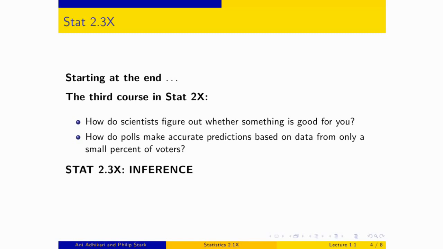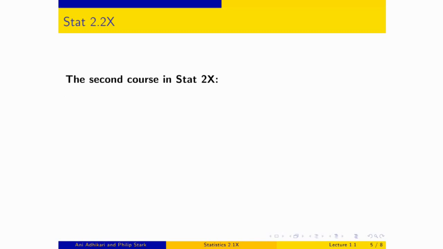And so the third course in the sequence, which is Stat 2.3x, and it's called Inference, which means drawing conclusions, is about drawing conclusions based on data from random samples. Now, if we're going to understand that, we must understand what randomness means. And that's what the second course in the sequence does. It answers the question, what exactly is a random sample?